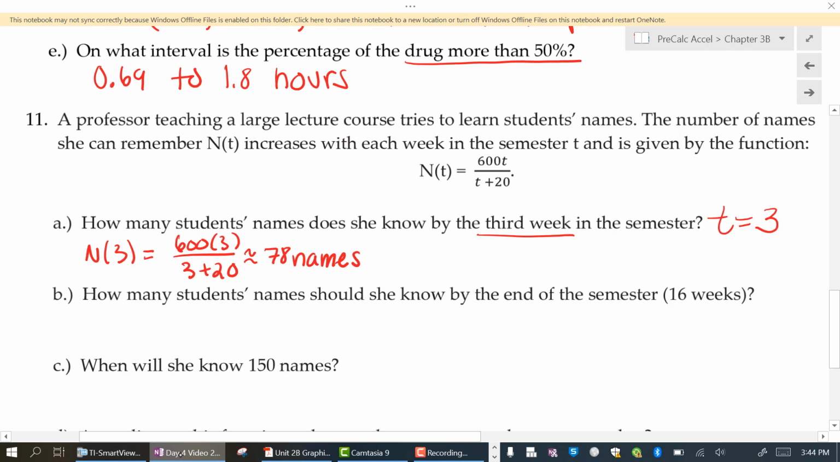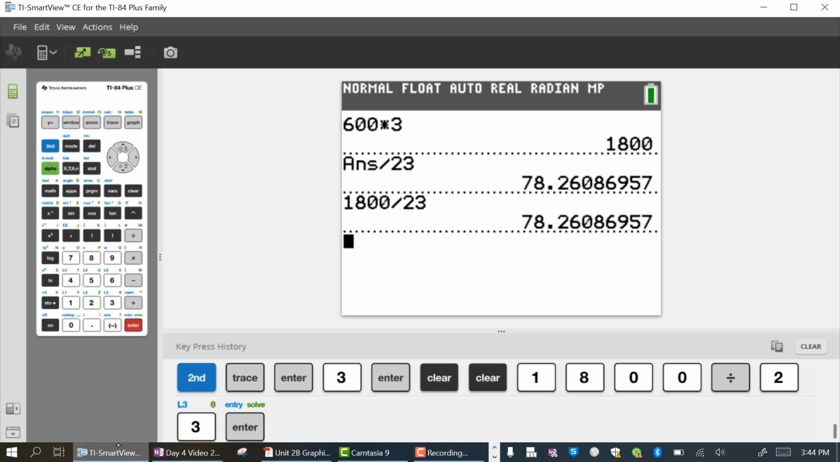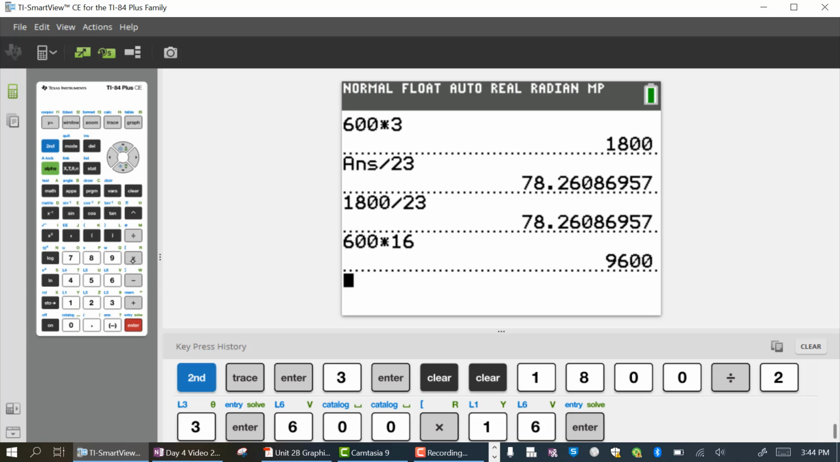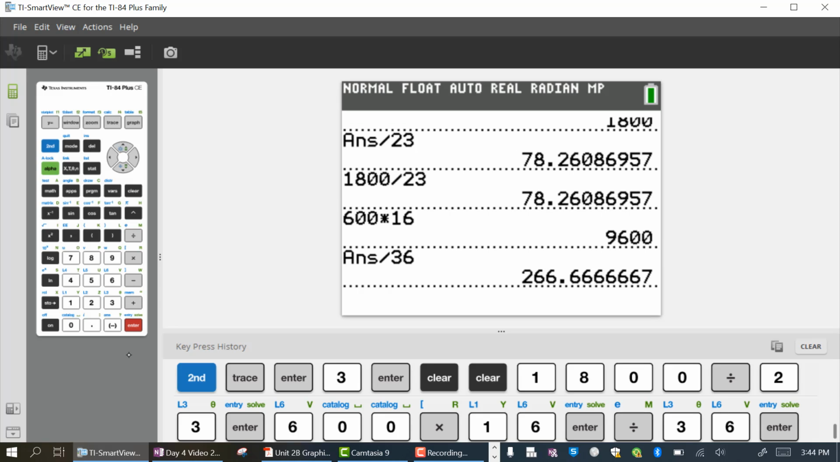So if I do 1800 over 23, that's exactly what I would have got here. All right, for B, it says how many students' names will she know by the end of the semester? So again, I could just plug in 16. So she'll know approximately 266 names. I'm not going to round up because she hasn't learned the 267th name yet. So she's only learned 266 names.